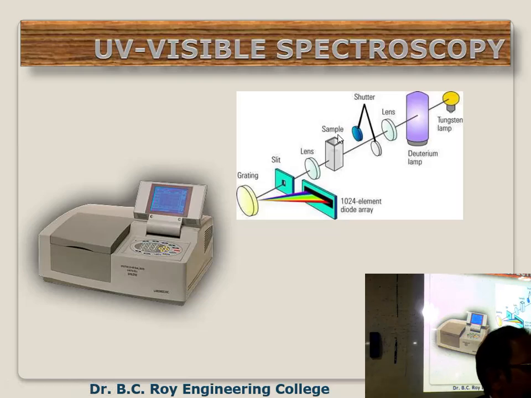C-U-V-E-T-T-E, cuvette. So this is my cuvette. Then again you have the lens. Because passing through the cuvette, light again can be a little bit scattered. Some Tyndall effect happens. That may happen. So light will be scattered once again.